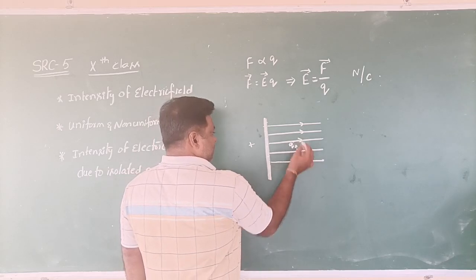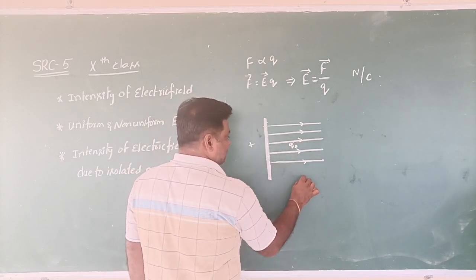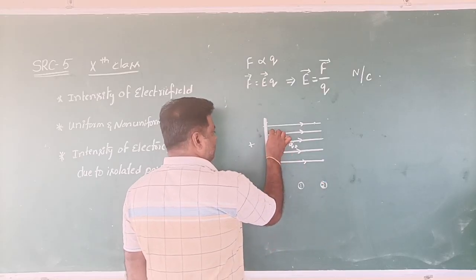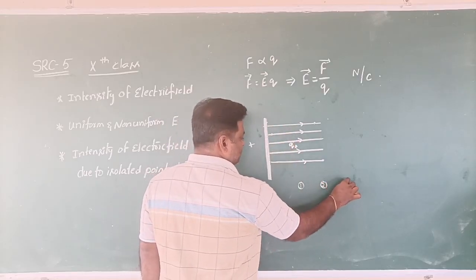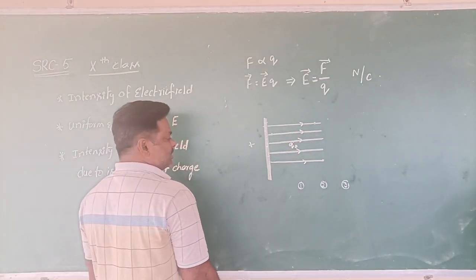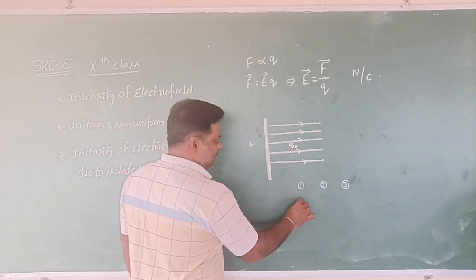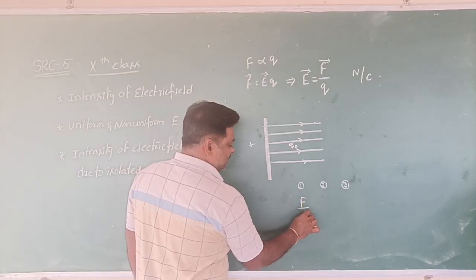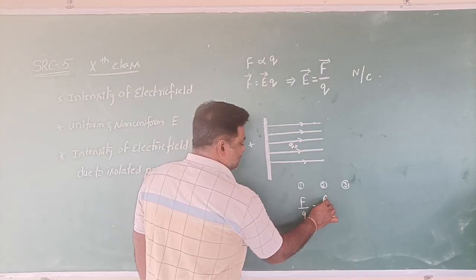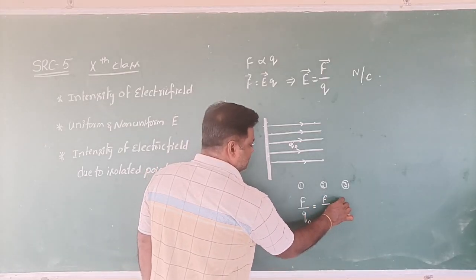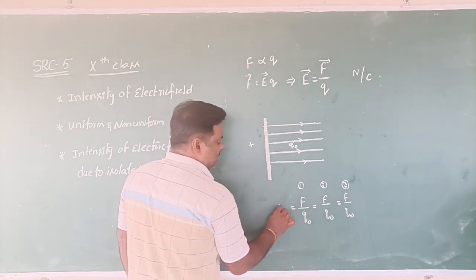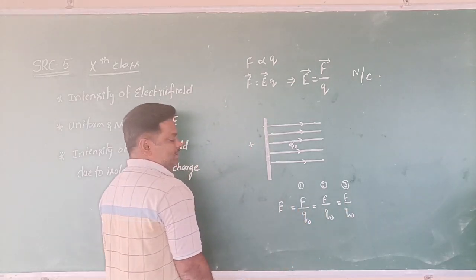It is located here in the first situation. In the second situation, it is located here. And in the third situation, it is located here. There are three situations: 1, 2, 3. In all three situations, the force experienced by the given positive test charge is equal, and this is equal to the electric field intensity.